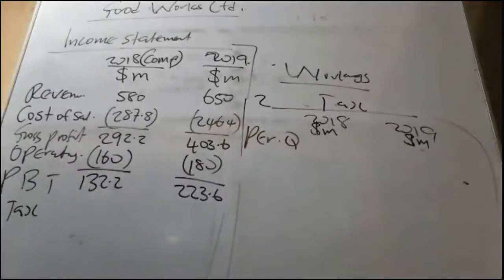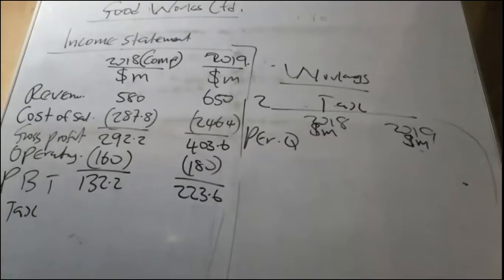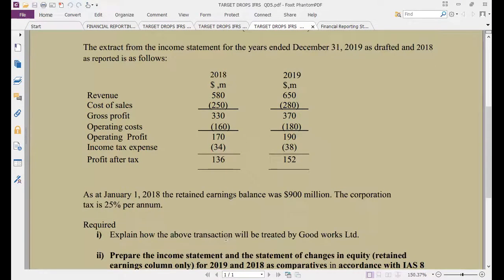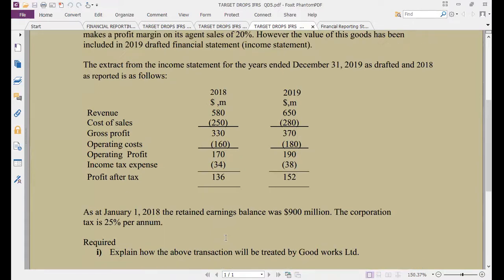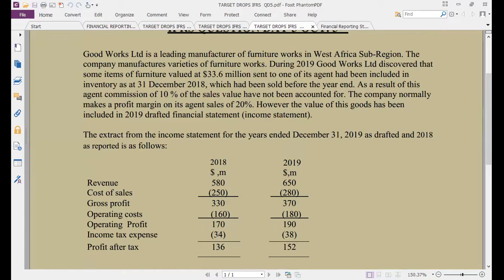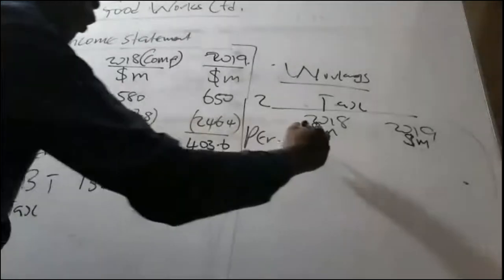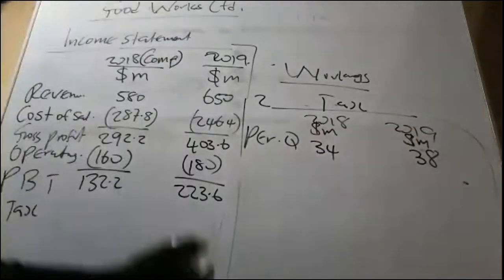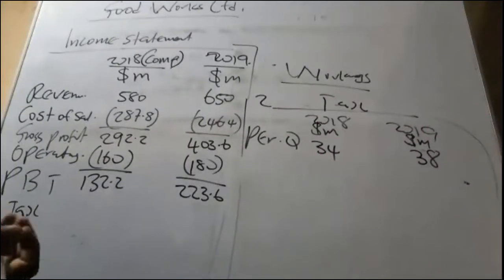Per the question or per trial balance? Per the question given to us, the income tax is what? 3438, right? What is the tax rate? The tax rate is 25%. So 3438. So 34 and 38. That is the income tax expense. Now, what are the errors?